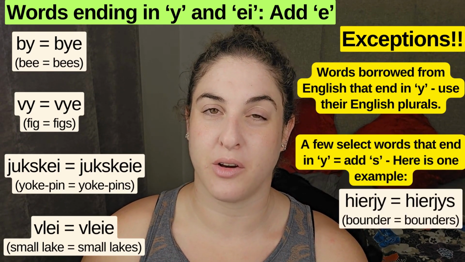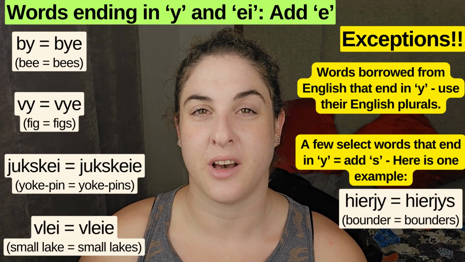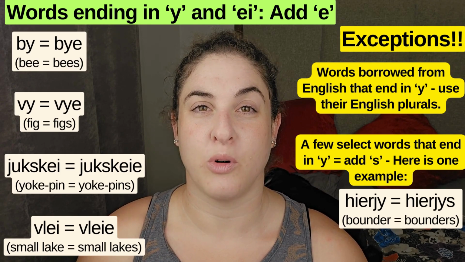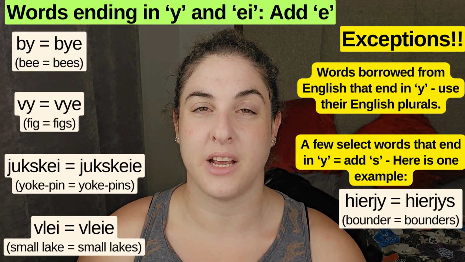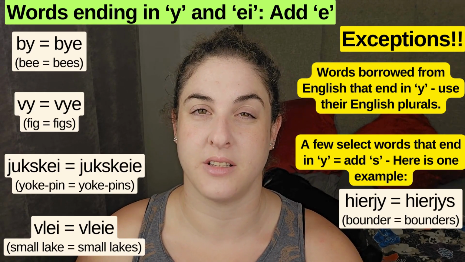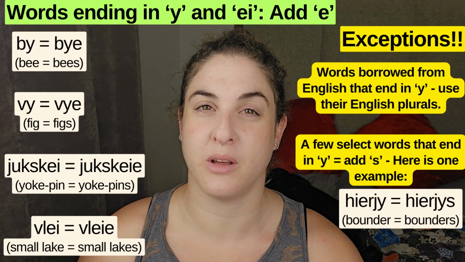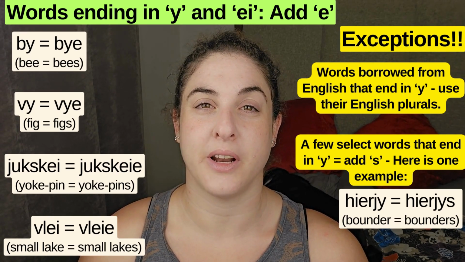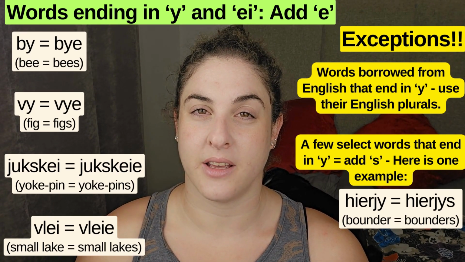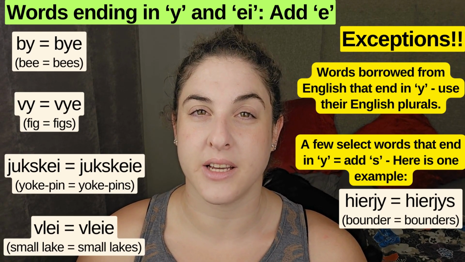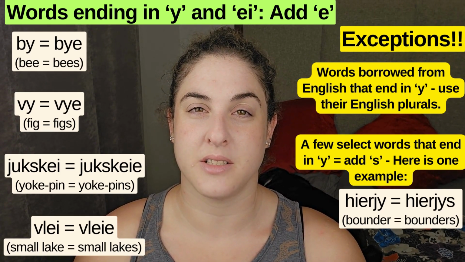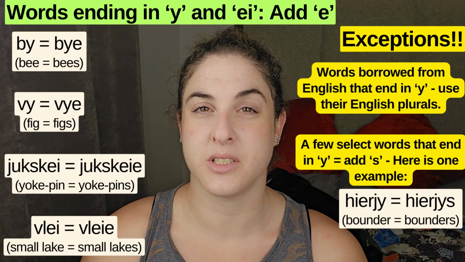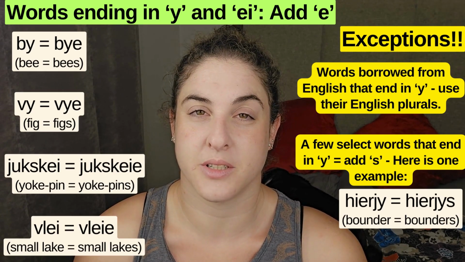And another exception, there are a selected few nouns that end in Y, and they just get an S. And that's very few of them. But this one that I'm going to give you now is one example. Hierjy becomes hierjy's. And hierjy means bounder or a crook. So that's bounders, the plural, and then also crooks.